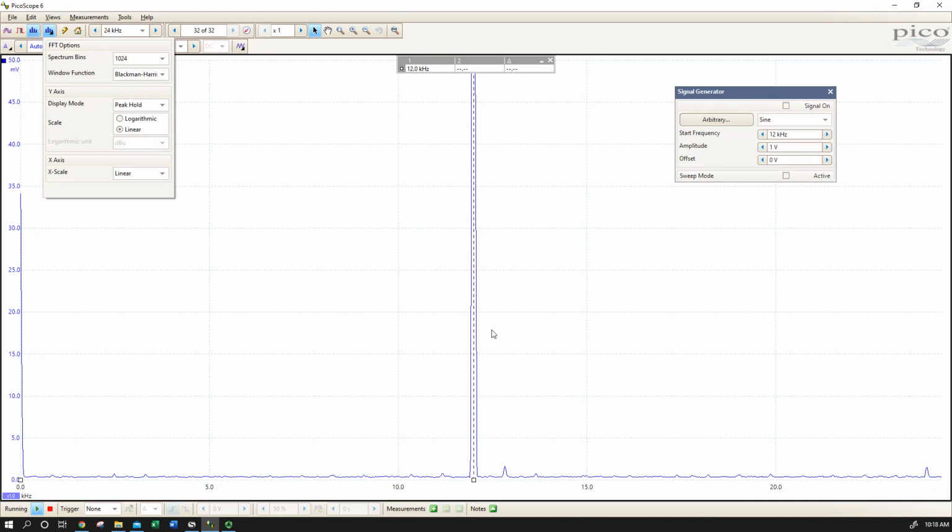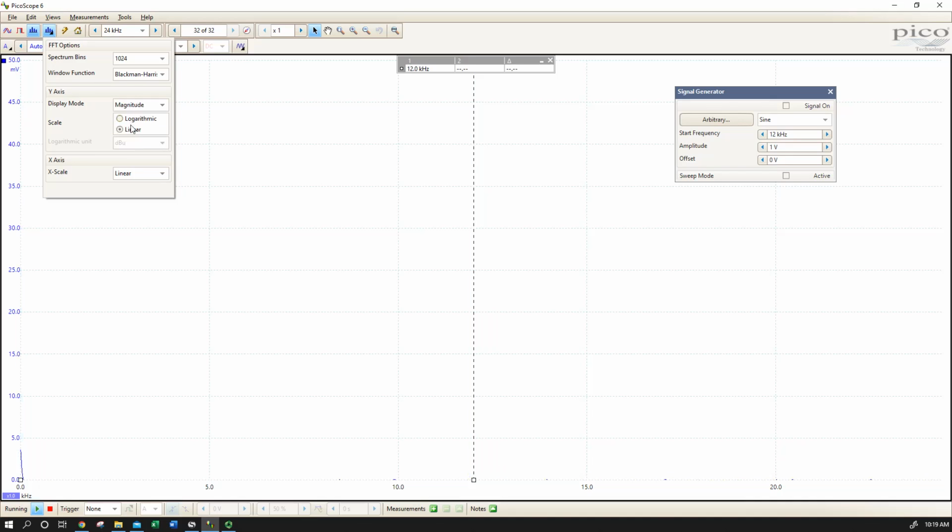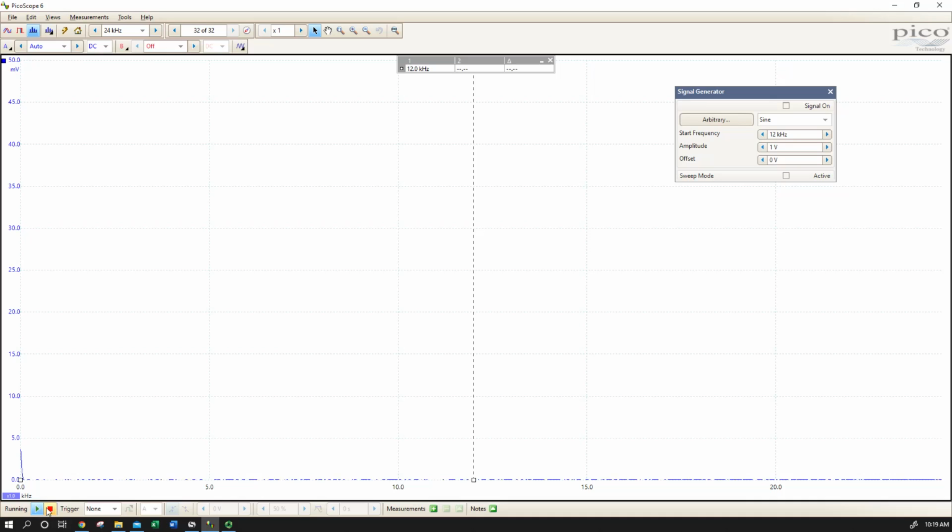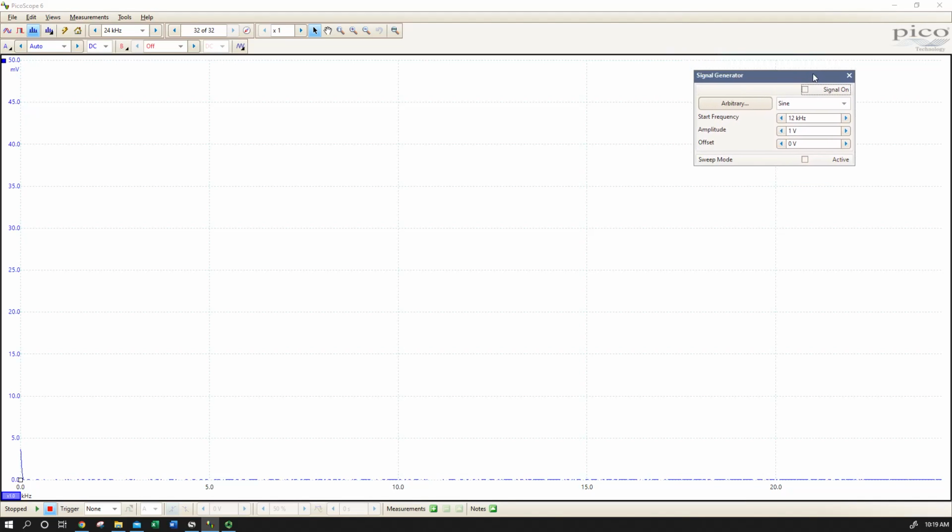Now, if I want to get rid of this peak hold signature, I come back over to my FFT options and hit magnitude, and then go back to peak hold, and it shouldn't come back. And I can stop the data gathering now, and I'll put my cursor slider over. The important thing we're going to need to do next, if we're gathering a frequency sweep to show our resonance peak, is to sweep the frequency. Good thing our arbitrary waveform generator will let us do that.